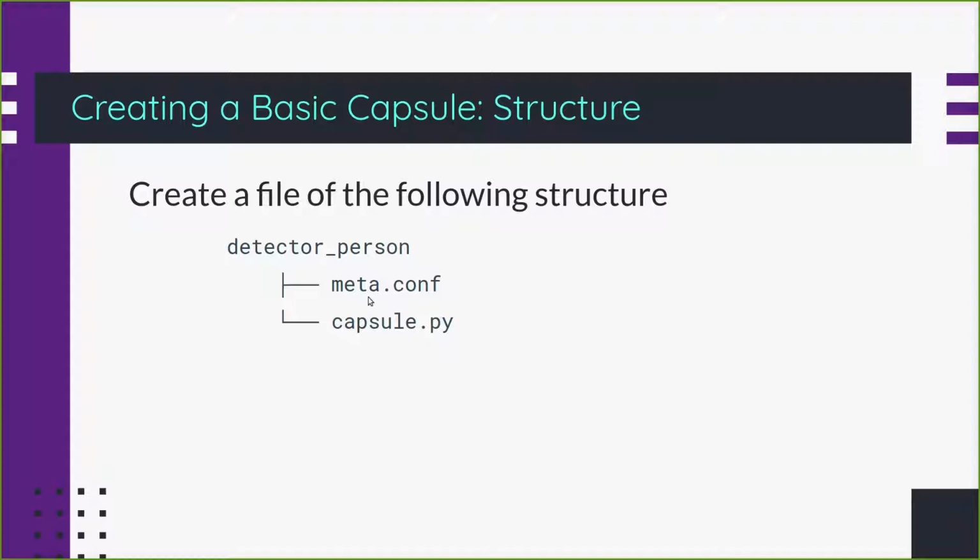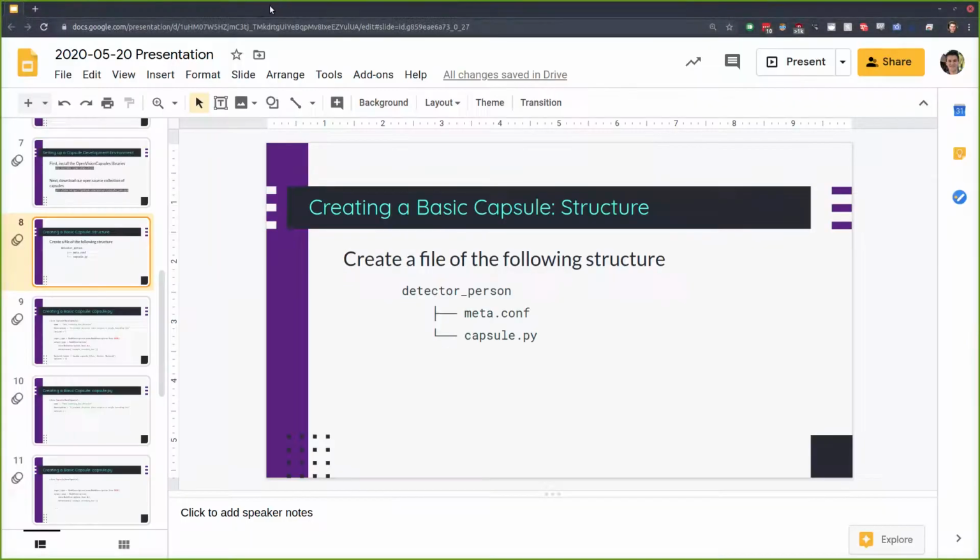So let's go ahead and build this structure here. For this first example, I'm just going to make a fake capsule. This is not a real capsule. It's not going to do anything very impressive, but it's just going to show all the different features of the capsules system.